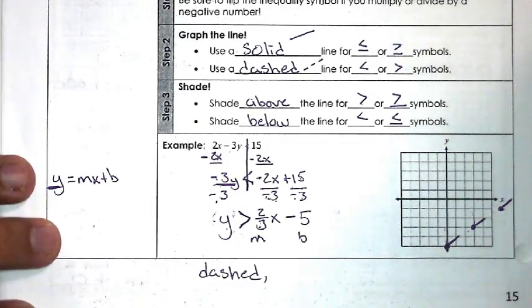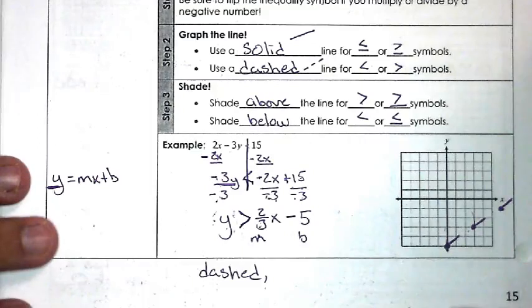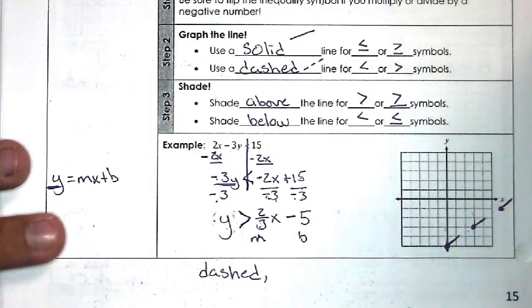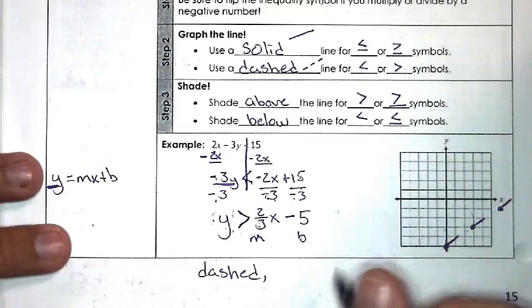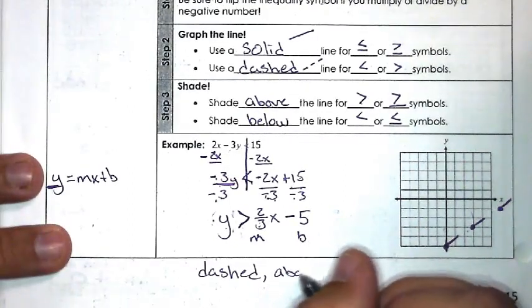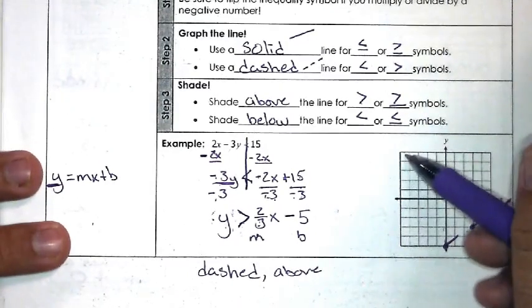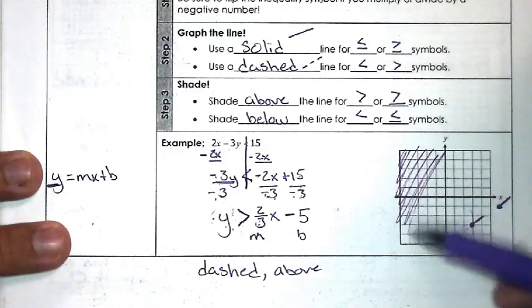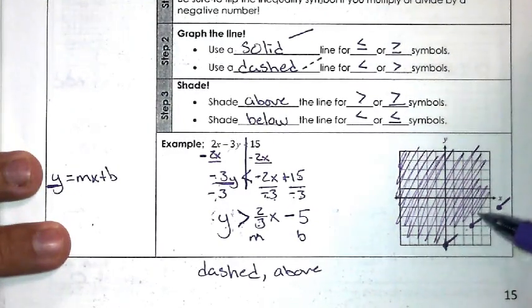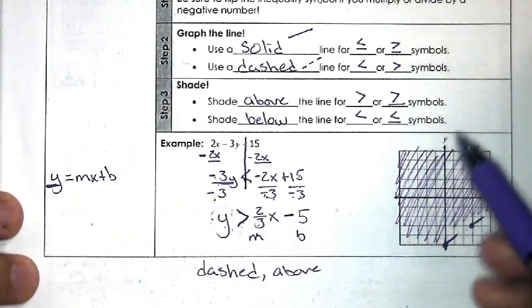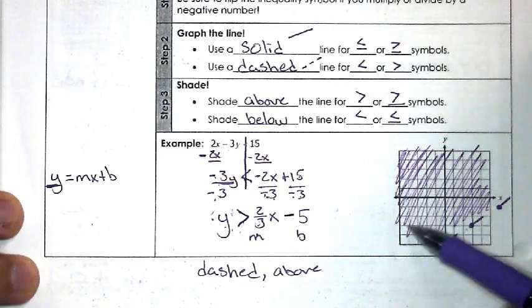Okay. Question number 2. Am I shading above the line or below the line? Above. Why am I shading above? Because it's the greater than sign. So I'll take my pen and shade above. How would I do that? You take your pen and you shade above.